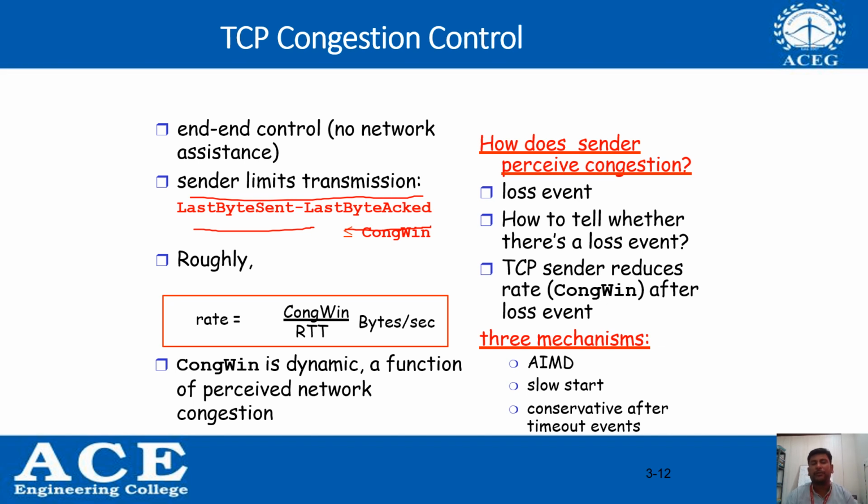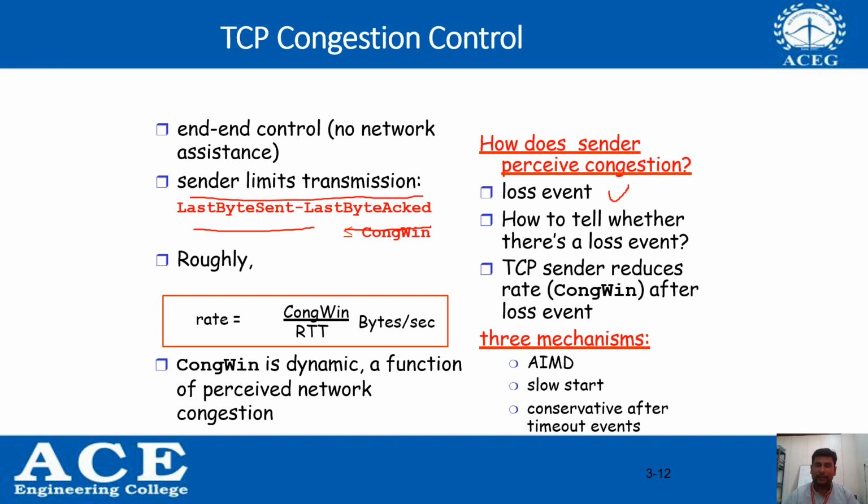Congestion window is a dynamic function. What does it mean? It means the congestion window size will be changing frequently as per the success ratio, and it's a dynamic function of the perceived network congestion. And how does the sender know there is congestion in the network, because there is no assistance given? One way the sender can identify congestion is a loss event, where a packet has been sent and the sender did not receive the acknowledgement in the expected time, or there is a delay in the reception of the acknowledgement.